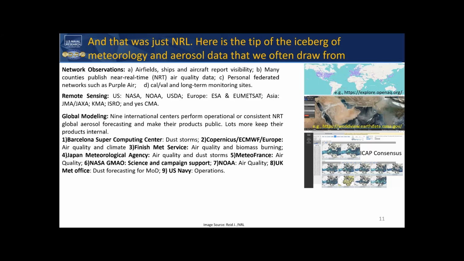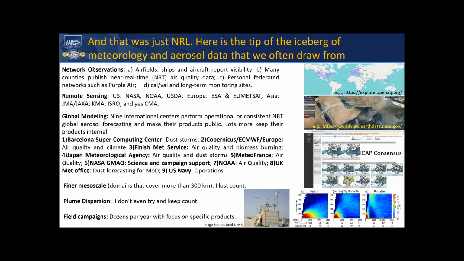So besides the Europeans, the Finns, the French, the Japanese, NASA has a run, NOAA has a run, UK Met Office has a run. And here at NRL, we collect some of the data from all of it and put it all together, and we can see, for a particular dust storm, whether all the models agree that this dust storm is going to happen, or only a few of the models think that a dust storm is going to happen. And then in terms of finer mesoscale simulations, small domains, I really lost count of how many people do that. It's in the dozens.